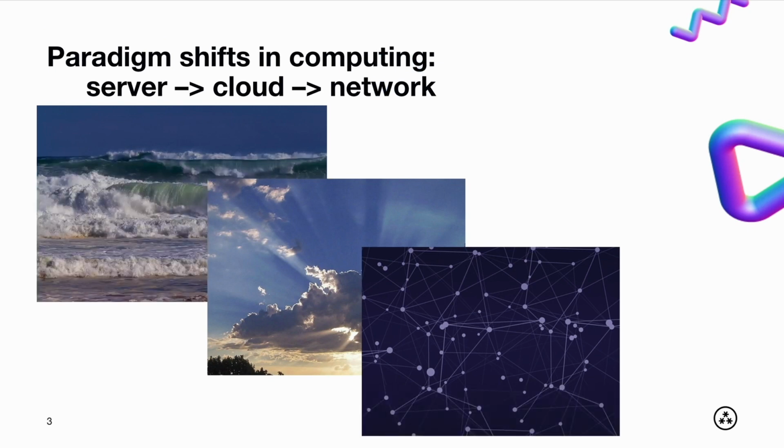So paradigm shifts in computing happen all the time. We moved from servers to the cloud by commoditizing servers and making it so you could just create one with a command line. And the cloud itself has problems because it's location dependent and vendor specific. So there's a new breed of protocols that run across the entire network.